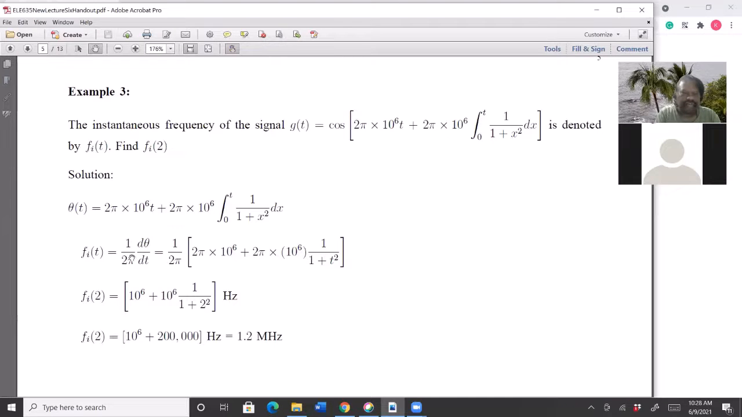Instantaneous frequency is 1 over 2 pi and the derivative. The derivative of this is easy, and the derivative of this is this times... You have to use the fundamental theorem of calculus to differentiate this. So you put the t here, which is here. And then this is just simplification. 2 pi cancels and plug in the numbers. That's it.